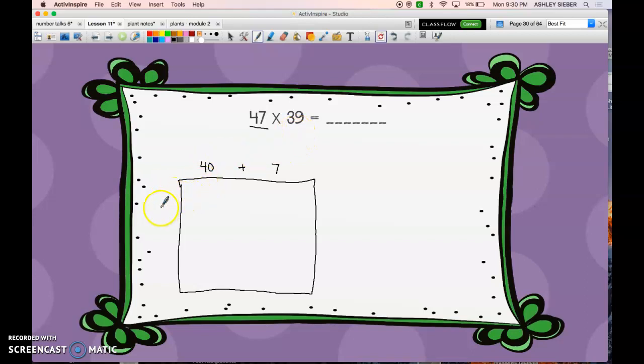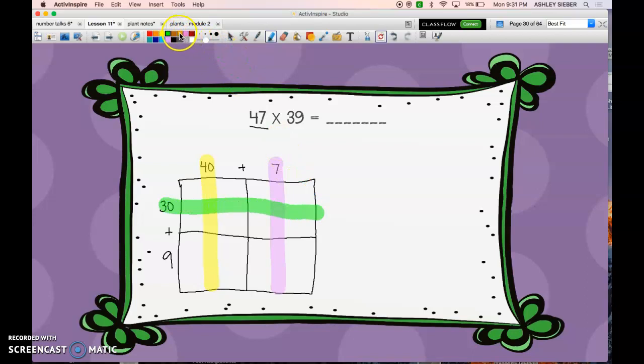Then I'm going to take 39 and put it on the side. 3 in the tens place is 30. 9 in the ones place is 9. 30 plus 9 is the same thing as 39. Now break up my boxes where the plus signs are. Now I'm ready to multiply. Remember, if you need to get some highlighters or some colored pencils out so you can see where your numbers are going to be, that's a good strategy to use especially if you get confused about which numbers to multiply.